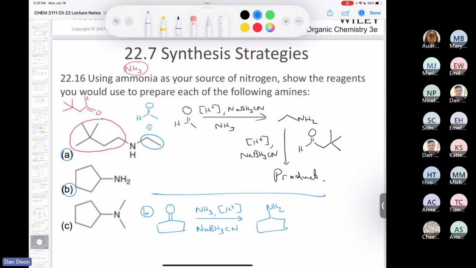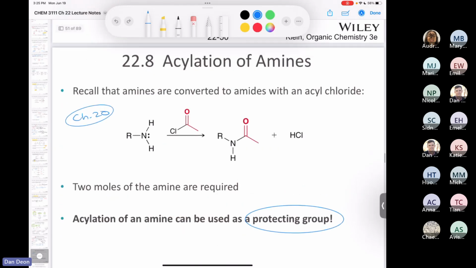So for that one, you would use 2 equivalents of formaldehyde for these and cyclopentanone for this part of the molecule here. There we go. So now we're going to get into a new section which deals with the acylation of amines.